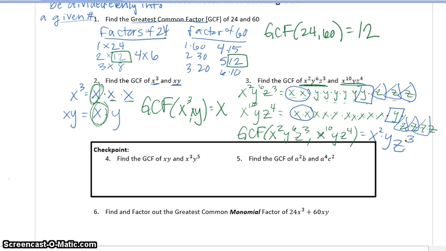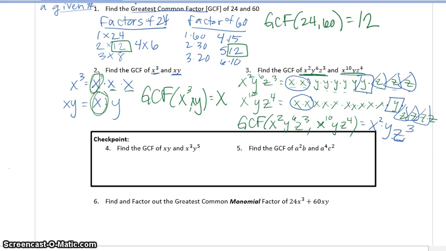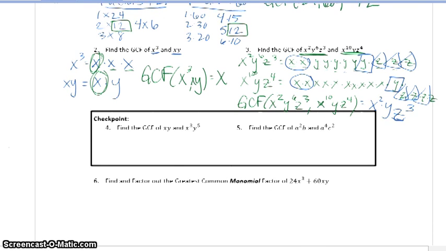z to the 3. So my greatest common factor of x squared, y to the 6th, z to the 3rd, and x to the 10th, y, z to the 4th is x squared, the highest amount of x's I can pull out, y, that's the highest amount of y's I can pull out, and z to the 3rd. So go ahead and pause and try checkpoints number 4 and 5 on your own, pulling out the greatest common factors of two terms that have variables.